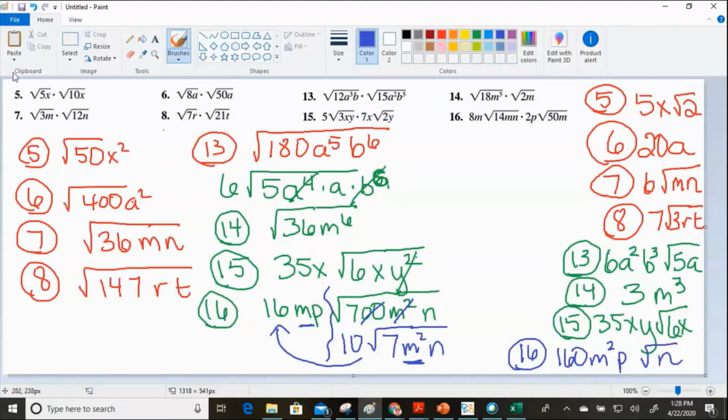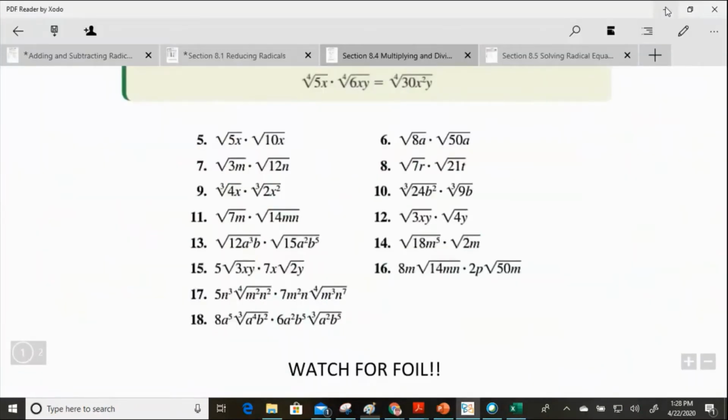Okay, so next step is to see multiplication, if it has to use FOIL.